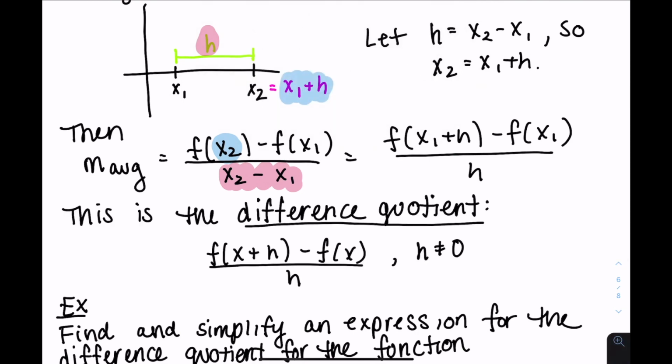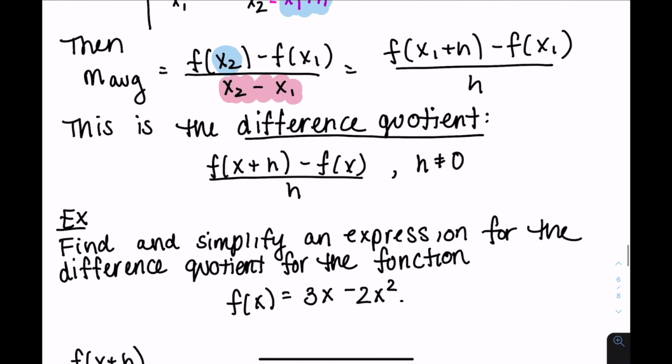So you can do this for any x value. You don't need to be putting that x sub 1. Just call it x. So the difference quotient is the function evaluated at x plus h minus f of x divided by h. The only stipulation is h can't be 0 because you can't divide by 0. So let's get some practice.